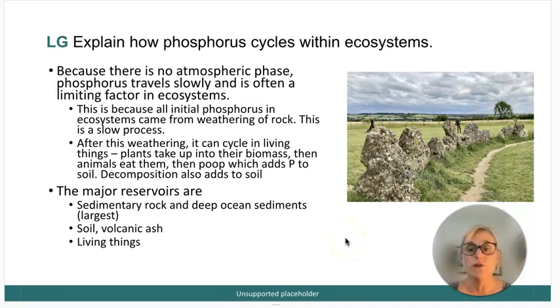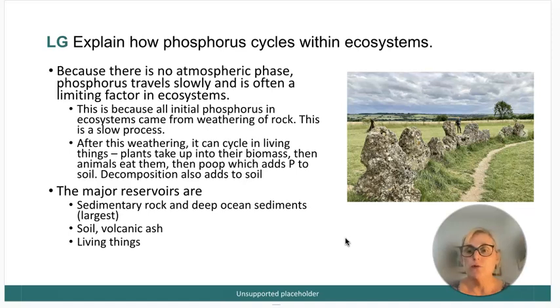Okay, so phosphorus has to be weathered from rock initially. So the largest reservoir for phosphorus is sedimentary rock, and it has to be weathered. So I have a picture here of some standing stones in England that were built thousands of years ago. So they were like square. If you've ever seen a picture of Stonehenge, this is like Stonehenge, except it's fully eroded. So you have the weathering of rock that releases phosphorus. And so it's a very, very long process to do so.